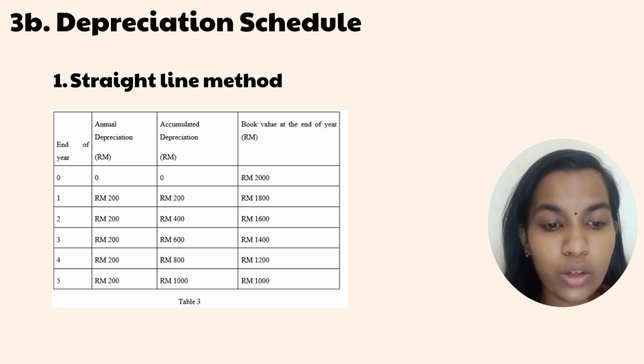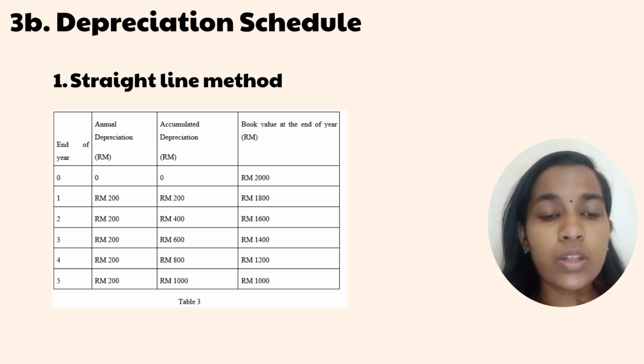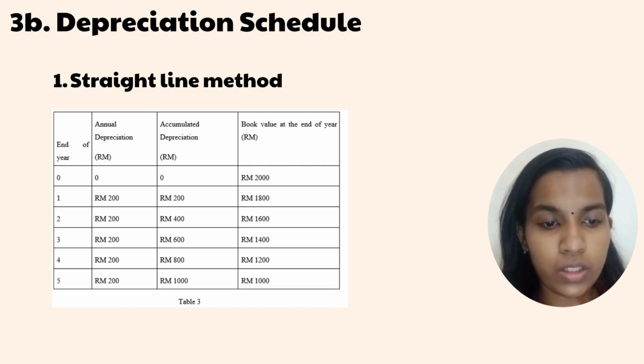The rate of annual depreciation will be 20%. The book value for the first year will be 1800 ringgit. Based on Table 3, the book value for the first year is 2000 ringgit. So the annual depreciation for the first year will be 200, accumulated depreciation will be 200, and the book value for the first year will be 1800 ringgit.